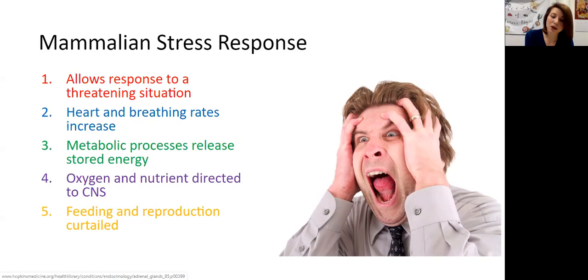And often non-necessary processes are going to be curtailed for the time. So feeding and reproduction: when you're really, really stressed in a moment, you're often not very hungry. It's because you're not having a lot of blood flow to your gut in the moment. You're more worried about running away than you are about having a meal.